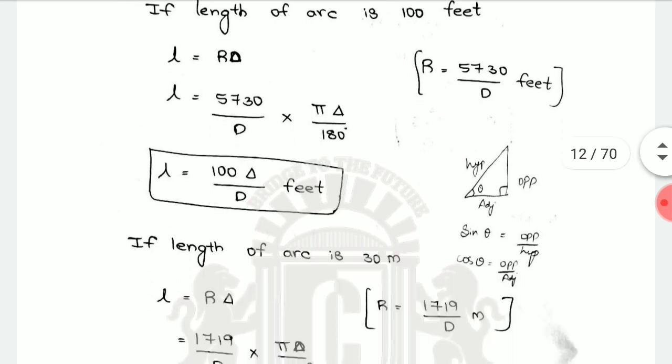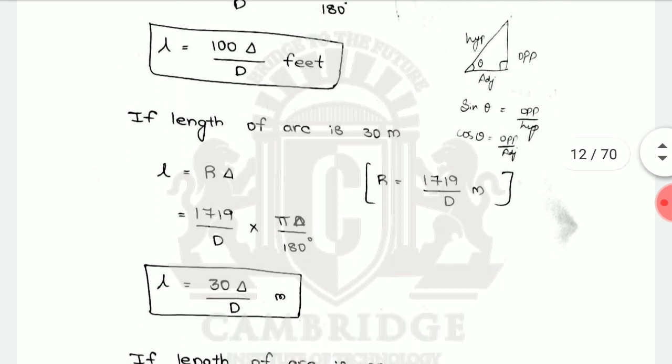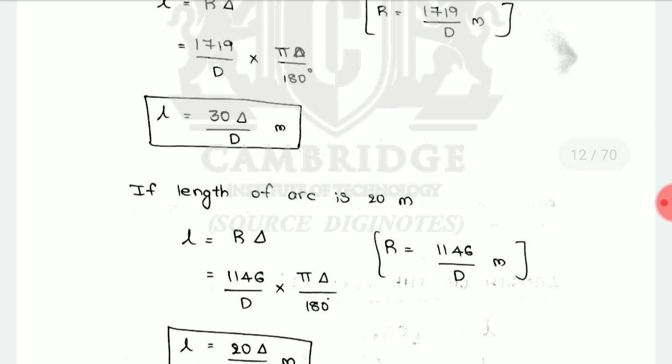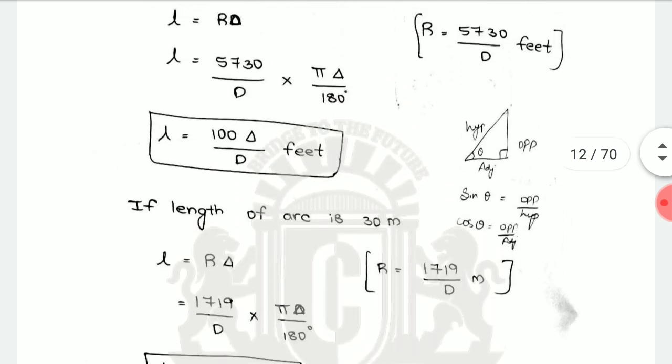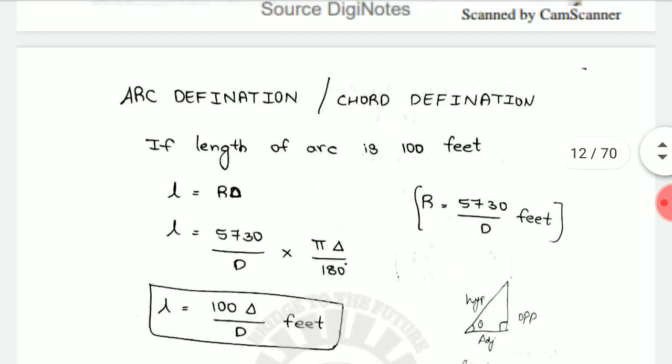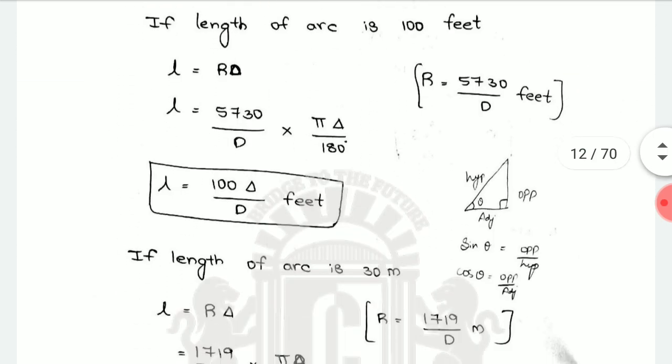If the arc is of 30 meters, the relation between radius and degree is 1719 by D meters. So again the same thing I will do, I will replace the R by 1719 by D. So basically it is dependent on which chain or which length tape we are using to draw the arc of the curve. If I am using a 20-meter chain or 20-meter tape, 30-meter tape or 100 feet tape, I can replace the length of curve equation, that is pi R delta by 180 degrees, in terms of the standard equations.